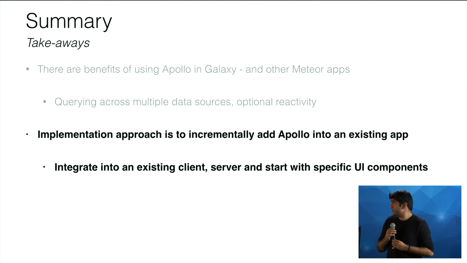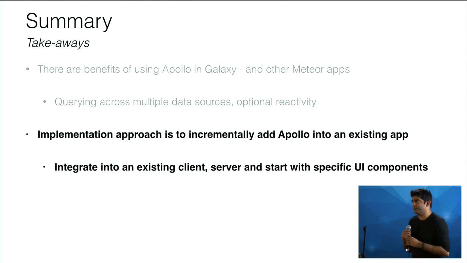The implementation approach is incremental. You don't have to re-architect and throw away your client code, your front-end code, your back-end code. It can be incrementally adopted. You can choose specific UI components, specific screens to bring Apollo in. You don't have to do it wholesale. And that was very powerful, and that allowed us to make incremental improvements. We're looking forward to doing more in Galaxy as well.